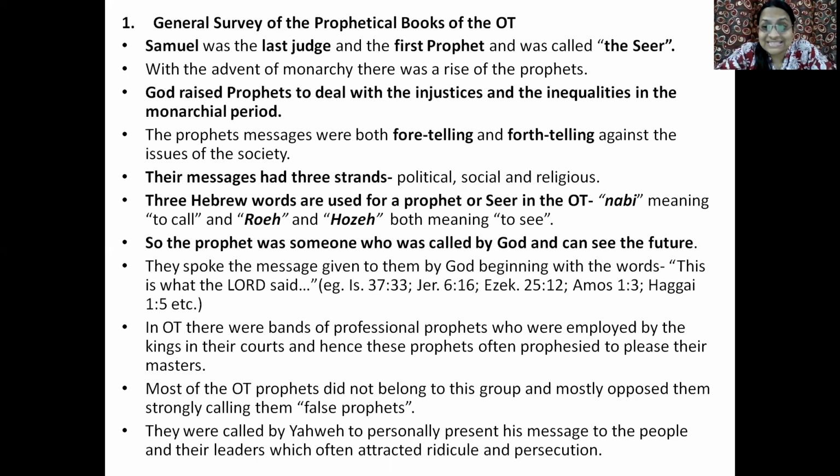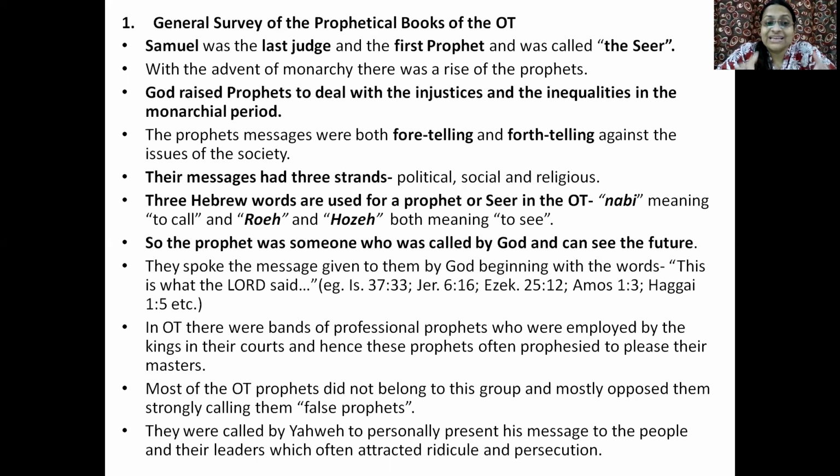So the prophets were mainly sent with 70% of the message being forthtelling, about the present and the past, and to correct those things, and a little bit about the future. So it was a mix of both, but the maximum was forthtelling, and the lesser part was foretelling about the future. These are the two kinds of prophecies that the prophets did. Then they had three strands in their messages: political, social, and religious. We'll be talking about it again in some time.